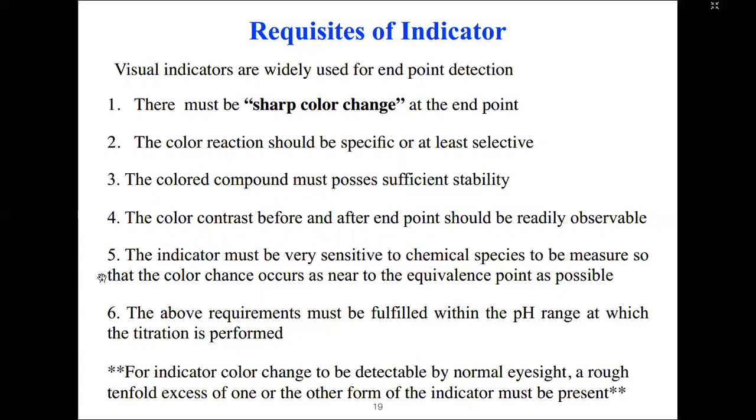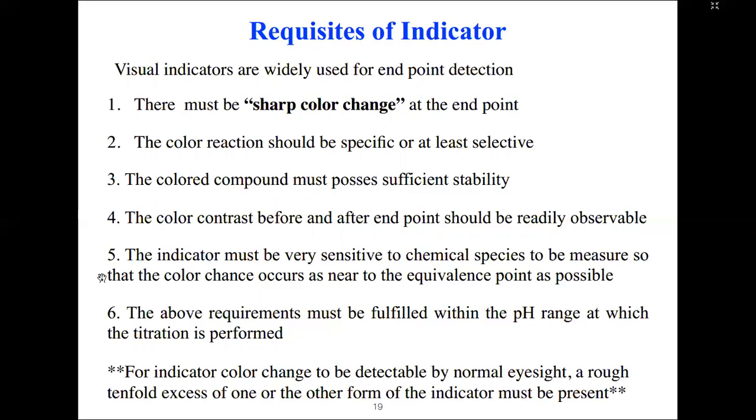The indicator that you have been using for acid-base reactions, for example phenolphthalein, is widely used because it has a very good, distinct color, colorless and pink. Those kinds of indicators are preferred. The indicator must be very sensitive to the chemical species to be measured, so that the color change occurs as near to the equivalence point as possible. Like you have seen earlier with titration error, there is a difference between the equivalence point and the end point. So the end point must be very close to the equivalence point. Those kinds of indicators are preferred.